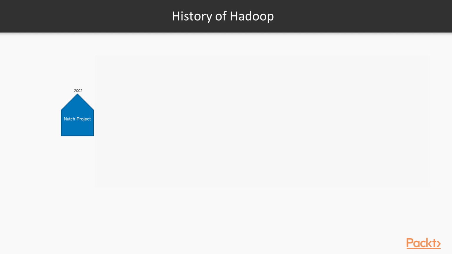In June 2003, a 100 million page demonstration system was developed by the Nutch team to meet the multi-machine processing needs of the crawl and index task. In October 2003, Google published a paper named Google File System. This paper became the basis for Hadoop Distributed File System.